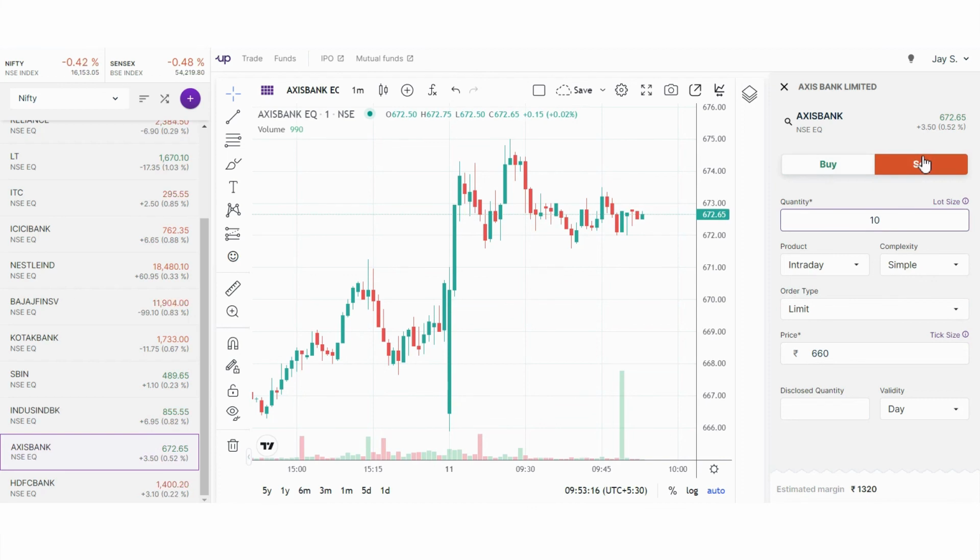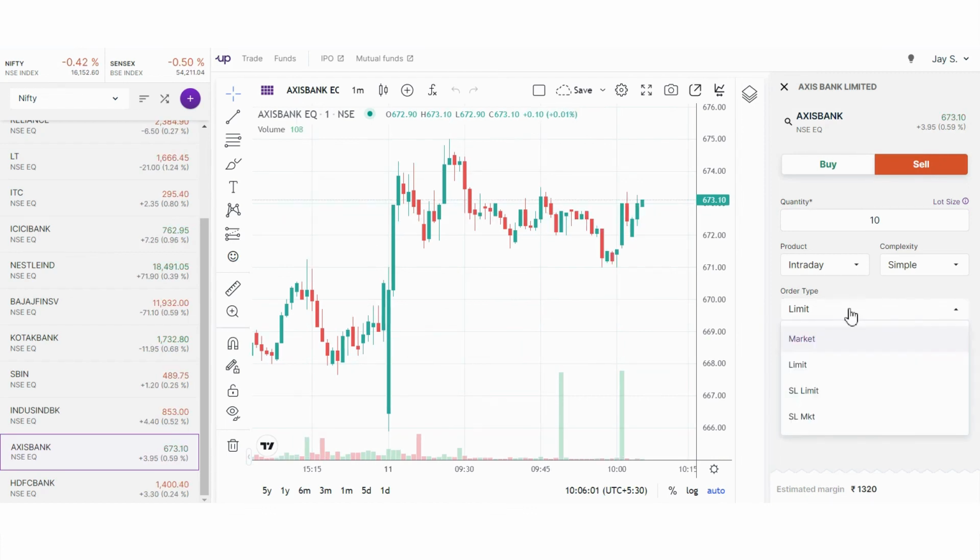Let's say I had bought Axis Bank previously, at 600, and right now I'm sitting at a profit because it's at 672. So I can write here that when it goes to 680, at that time automatically sell Axis Bank for me, right? So now let's check out the stop loss orders.